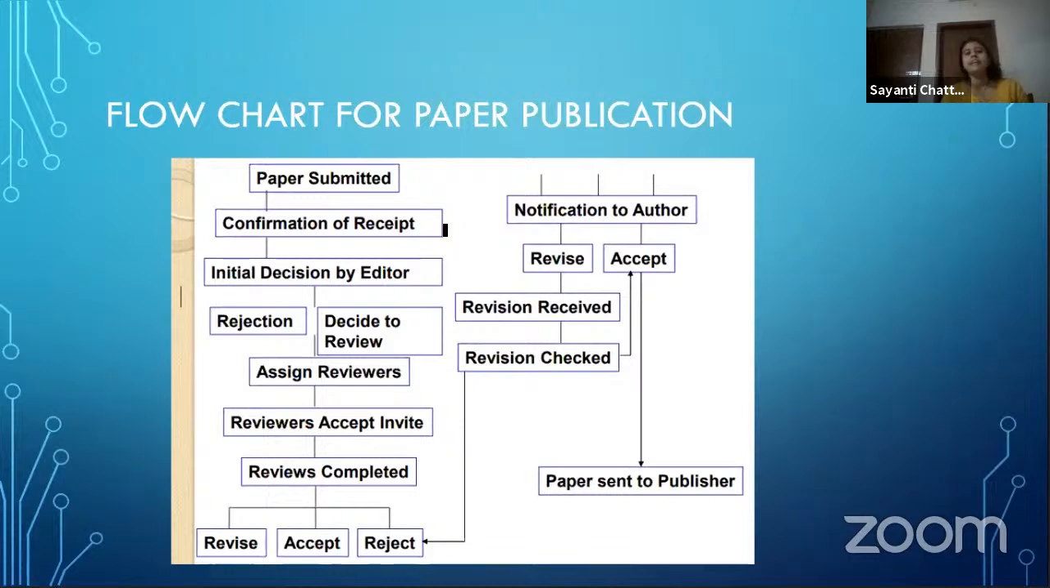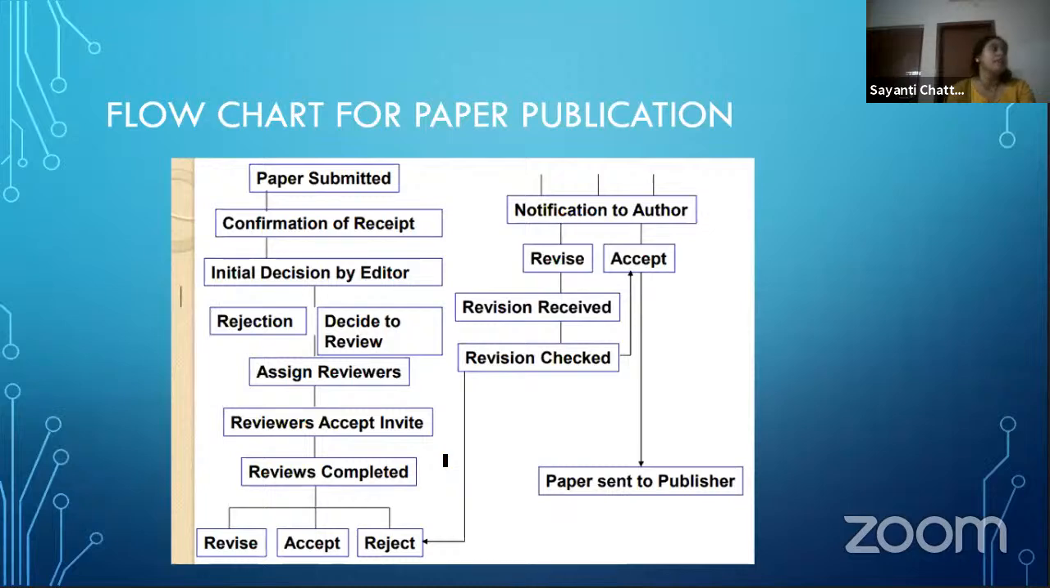Initial decision by the editor means checking if it is out of scope or it has no novelty. If the editor feels this, he may reject. If he feels no, it is okay, it will go to the reviewers. So the reviewers are assigned. On the reviewer side, the reviewers accept the invite and they may get, I don't know exactly.